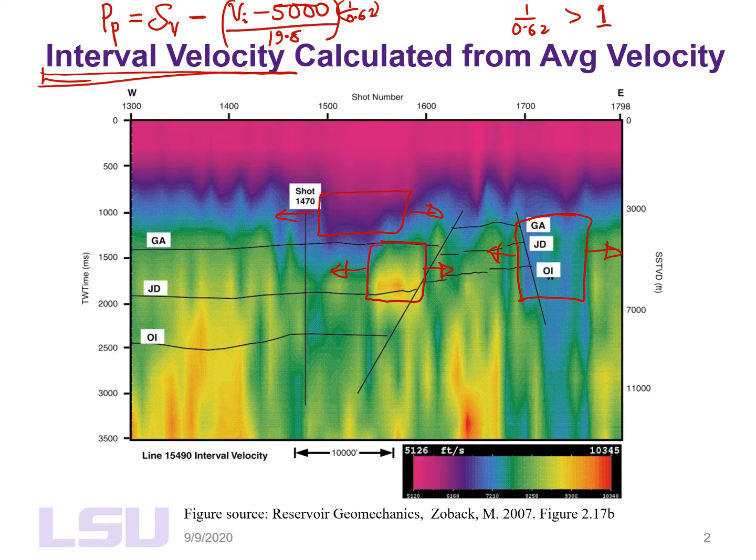So what does that mean for these two regions? Let's focus on this region and this region. If interval velocity Vi increases, what happens to pore pressure? It decreases, right, because of the minus. So in these regions where Vi is very high, we expect to see lower pore pressure. So we expect to see low pore pressure when we check out the next slide here. And here we expect to see high pore pressure because interval velocity is lower.